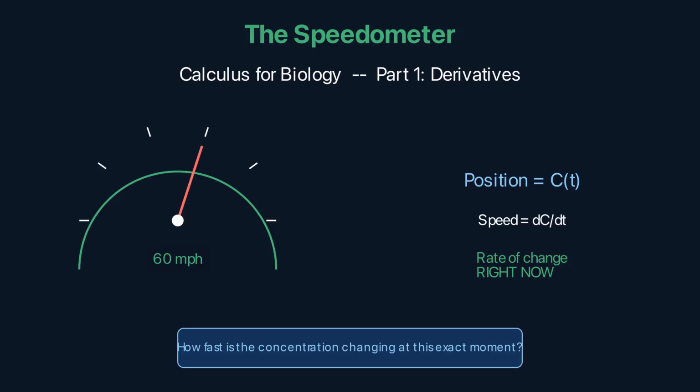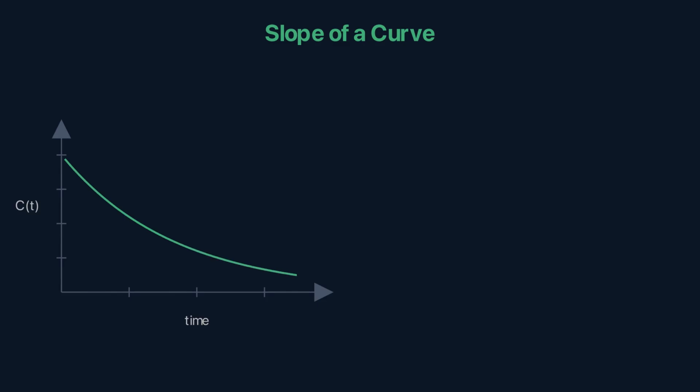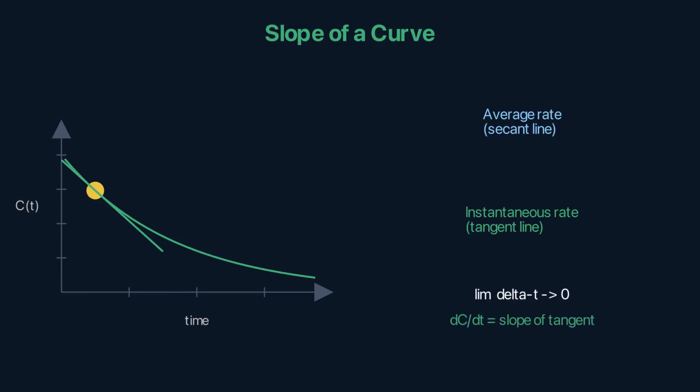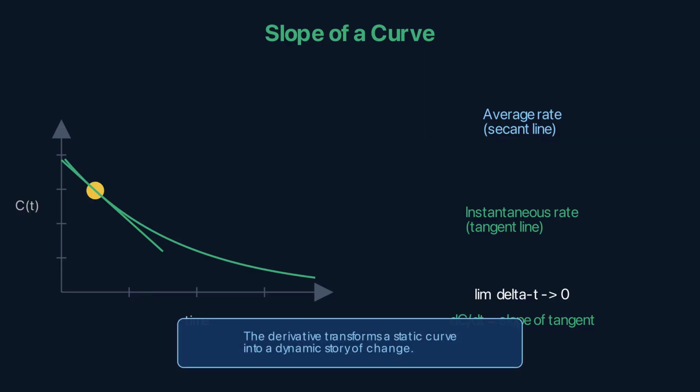Calculus reads the speedometer. Draw a concentration-time curve. Pick 2 points and connect them with a straight line. That's the average rate of change between those times. Now bring the 2 points closer together. The line tilts. Closer still. In the limit, as the gap shrinks to zero, the line becomes tangent to the curve. The slope of that tangent is the instantaneous rate of change. The derivative. This limiting process is the foundation of calculus, and it transforms a static curve into a dynamic story of how fast things are changing.